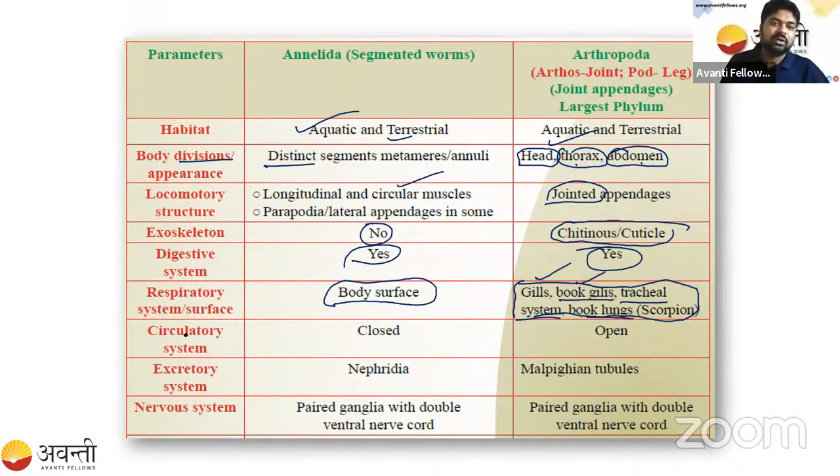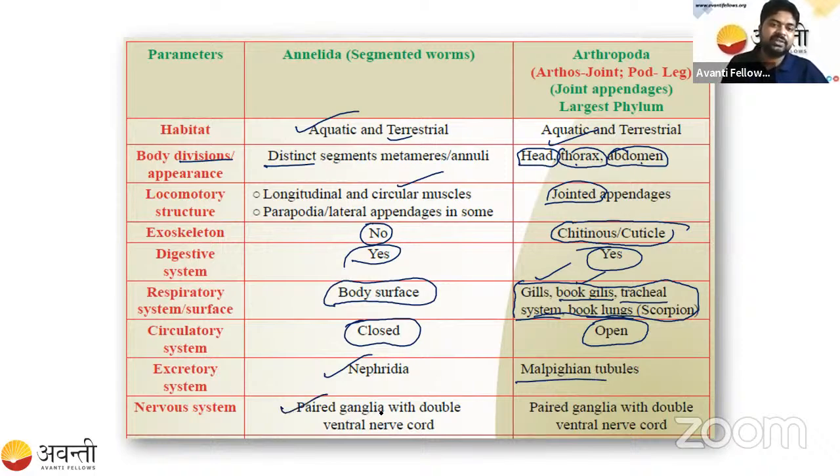Okay, like that. Next one is the circulatory system, which is closed in the case of annelids. In the case of arthropods, it's open. Next one, the excretory system is nephridia. In the case of arthropods, it is done by the Malpighian tubules.